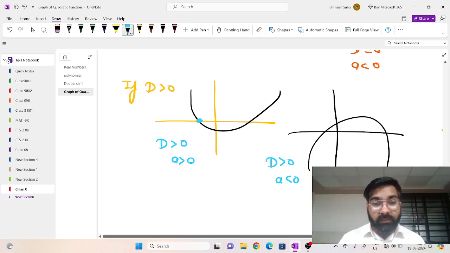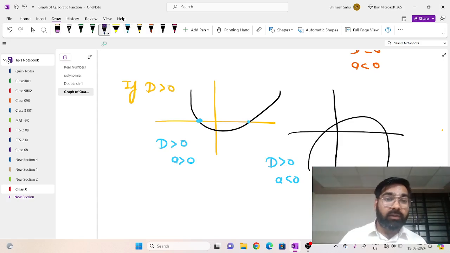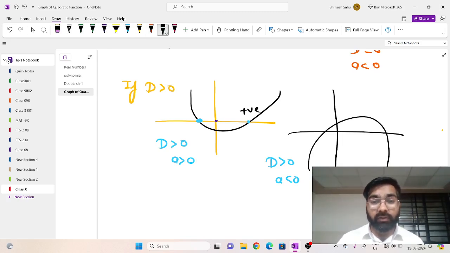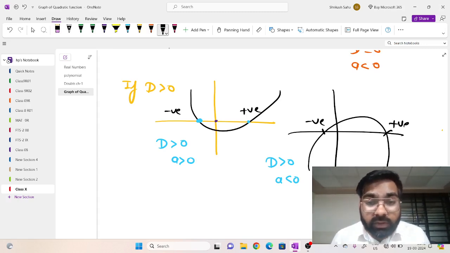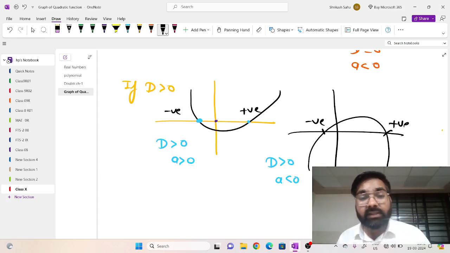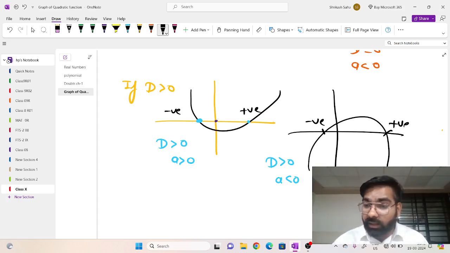These 2 points, how can we point out? This is called the origin. From the left side of the origin all the points are negative, from the right side all the points are positive. So we can say in this function one root is positive, one root is negative. If it is completely on the left side, then we say that both roots are negative. If it is completely shifted to the right side of the origin, then we say that both roots are positive.